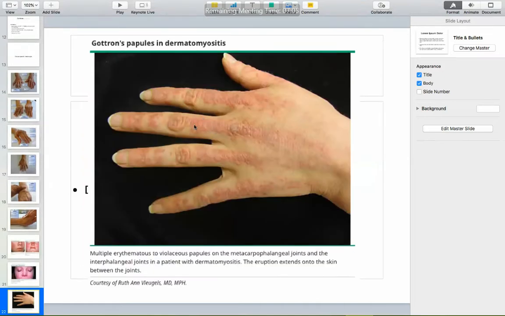The Gottron papule is usually a redness or a heliotrope-like rash on the proximal dorsal part of the hand, and it usually affects the knuckles. In a patient with lupus, they can have a similar rash, but it's usually between the knuckles, not on the knuckle itself.